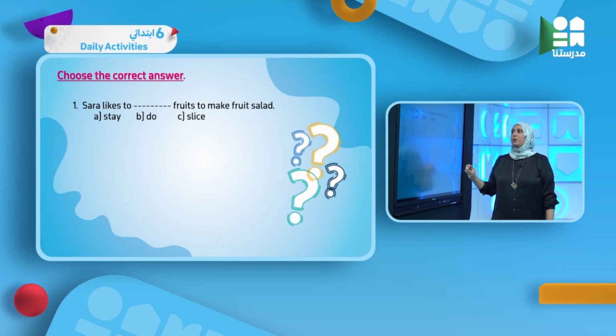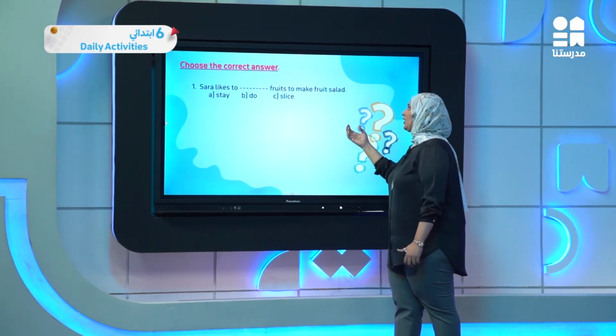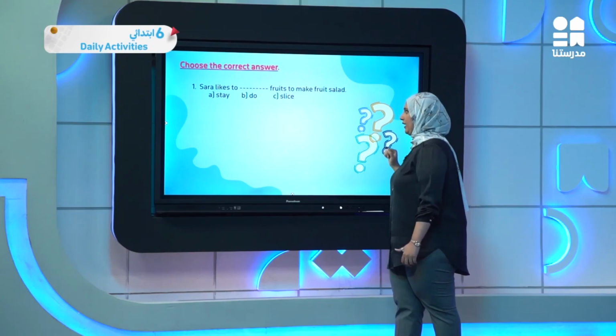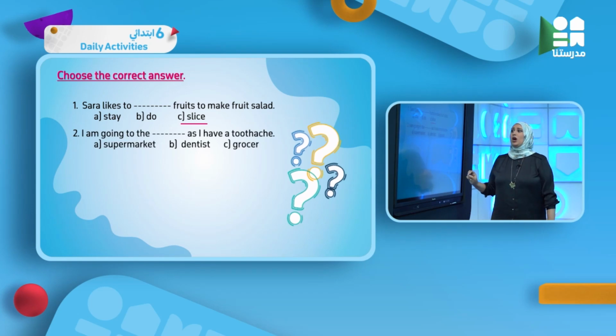Sarah likes to slice fruits to make fruit salad. سارة بتحب تقطع الفاكهة عشان تعمل سلطة فاكهة. Stay fruits, do fruits or slice fruits. Very good. The answer is slice fruits. عايزة تقطع الفاكهة شرايح.